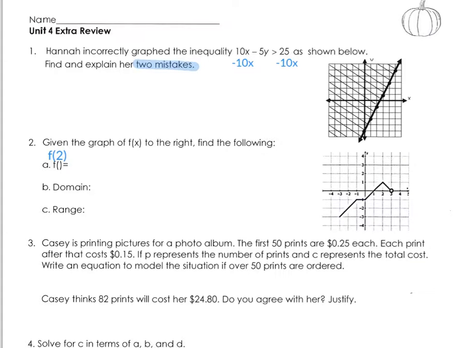So first I'm going to subtract 10x from both sides. When I do that, I end up with negative 5y is greater than negative 10x plus 25, since the negative 10x and the 25 are not like terms. So then I need to divide everything by the negative 5 so that y is by itself. And when I do that, I get y is less than 2x minus 5 because I divided by the negative. This is an important step here, and there's a rule. When we divide by a negative, we have to flip the inequality.